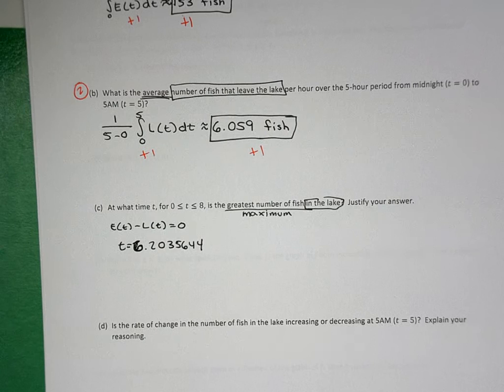6.2035644. Some years that will be its own point. Unfortunately, this particular year you did not get a point for finding your t. But I still do it because you don't know what the rubric is. So I would find those zeros, and then here's where you decide whether to move on or not.